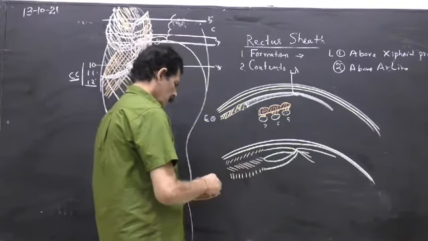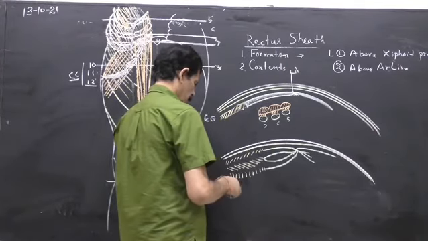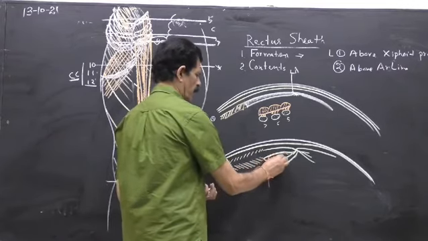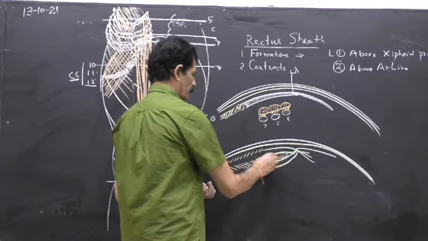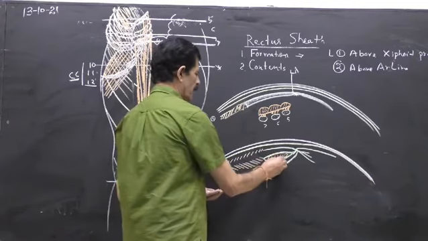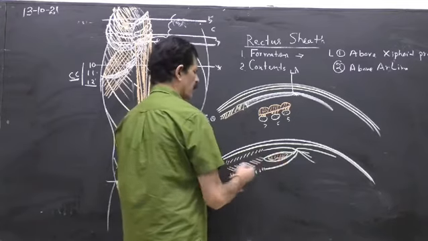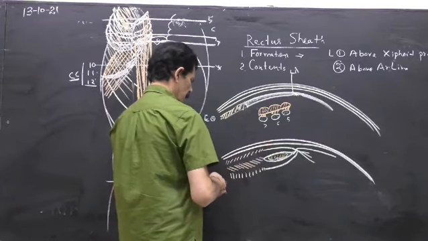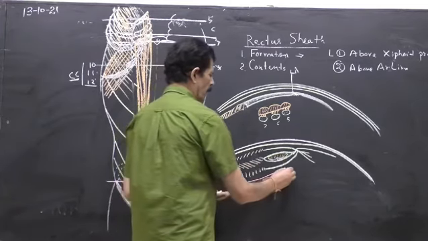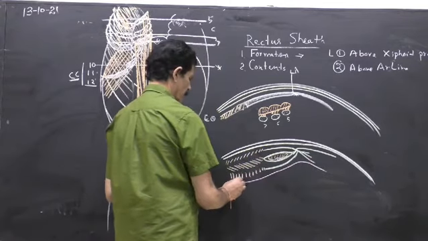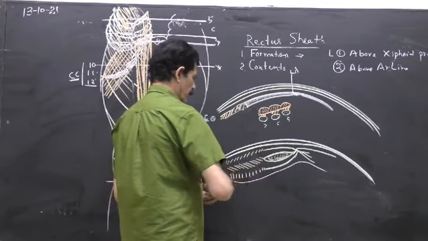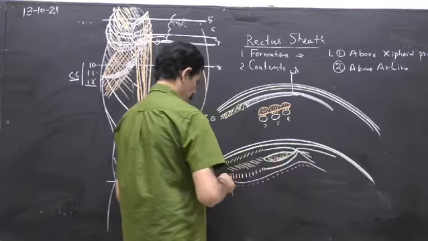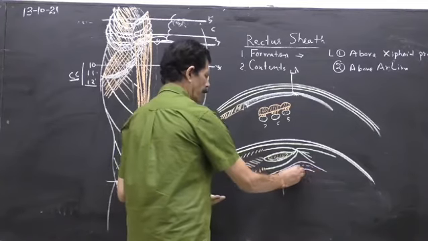And here you can make rectus abdominis muscle inside the two layers. And on the posterior surface are the inferior epigastric vessels. And then here, fascia transversalis. Then extraperitoneal fat. Then you can make the peritoneum.